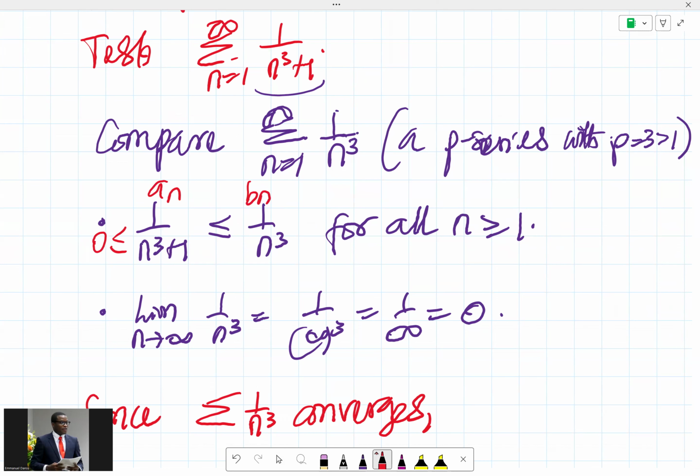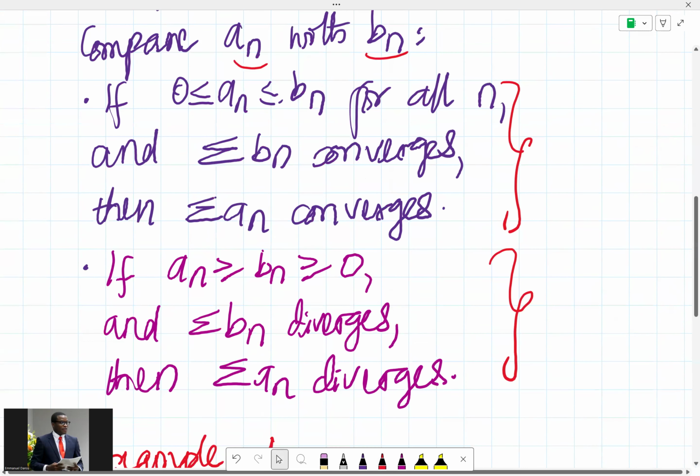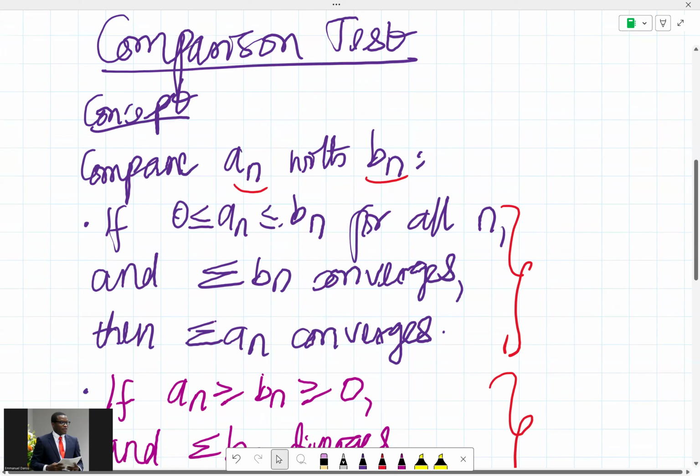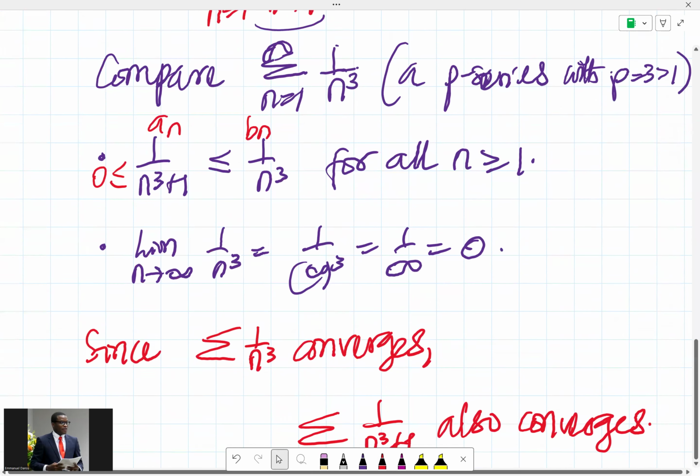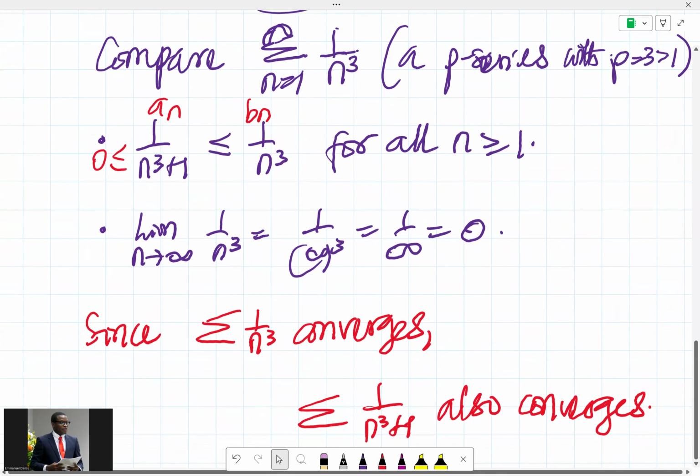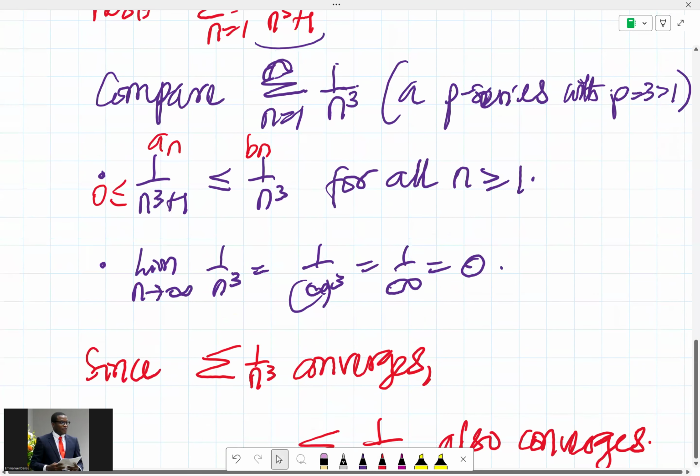So in that case now, since bn converges, then an automatically converges. So that's the kind of idea we have for that. Okay, that's the comparison test. The comparison test goes there. So let's take one more example.